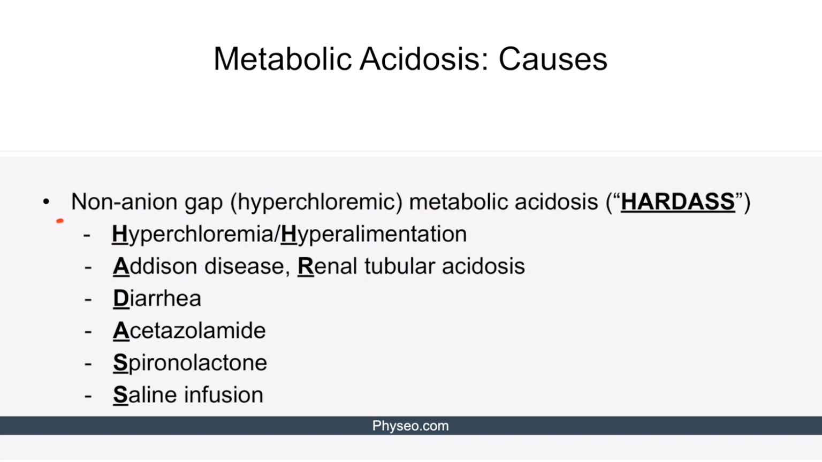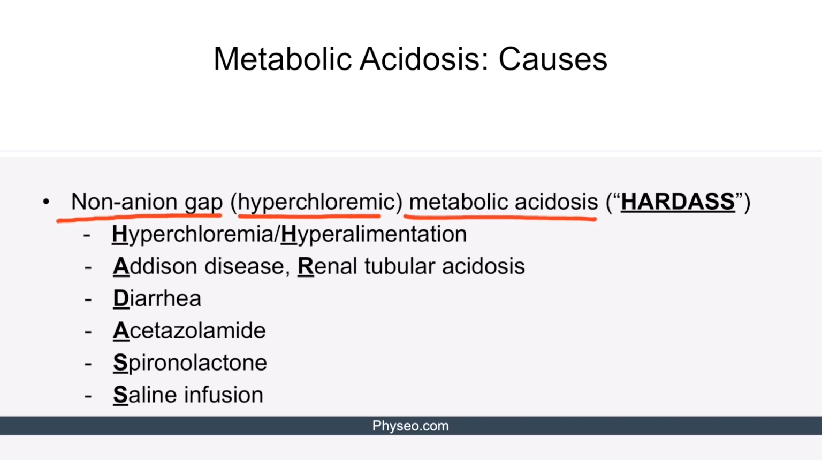Let's move on to the causes of non-anion gap or hyperchloremic metabolic acidosis. It is called hyperchloremic because non-anion gap metabolic acidosis is characterized by high serum chloride levels. Causes of this acid-base disorder can be remembered by the mnemonic HARD-AS. First, hyperchloremia or hyperalimentation can result in non-anion gap metabolic acidosis. Hyperalimentation means intravenous nutrition. IV nutrition solutions are rich in acidifying agents such as hydrochloric acid, which result in metabolic acidosis.